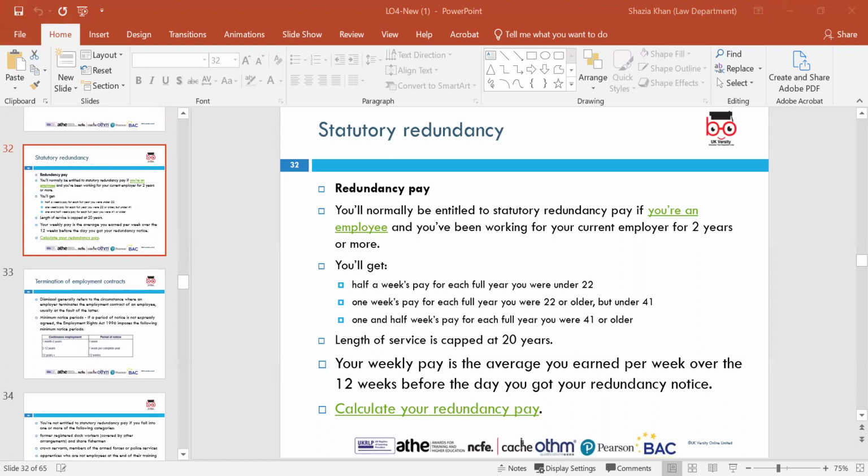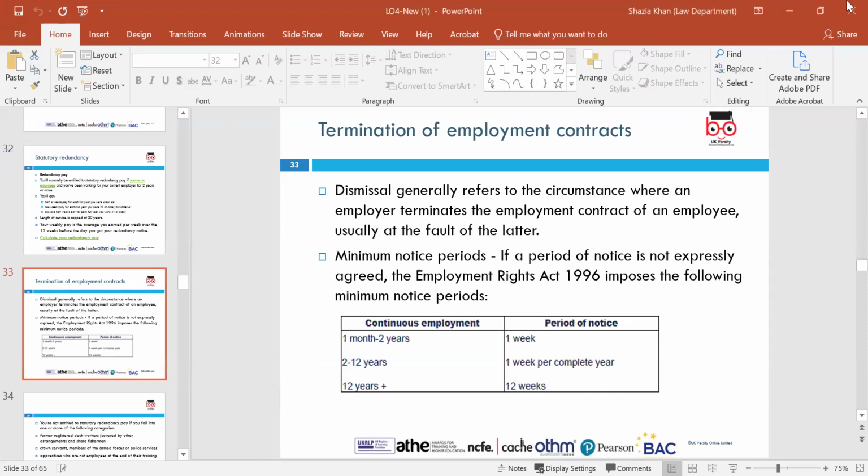In the UK, the amount as of April 2023 is capped at 20 years, and the weekly pay cap is £643 a week. That is the cap in regards to your statutory redundancy pay. It's capped at 20 years, and your weekly pay is the average you earned per week. And, you know, there's a calculator there that you can use to calculate your redundancy pay.